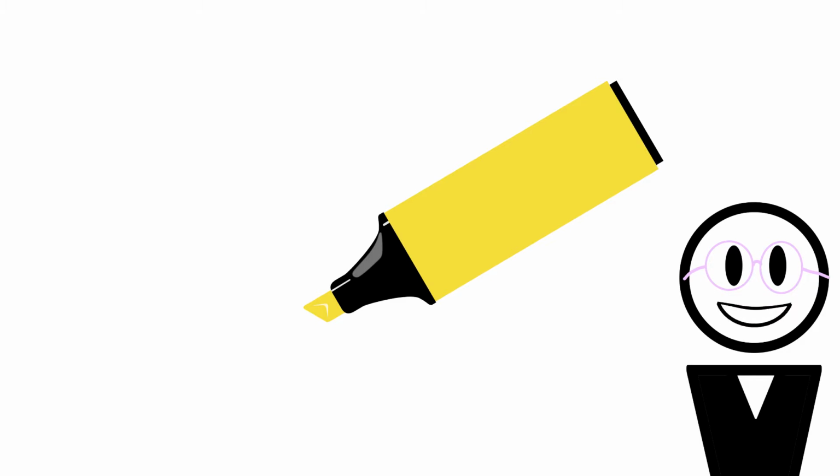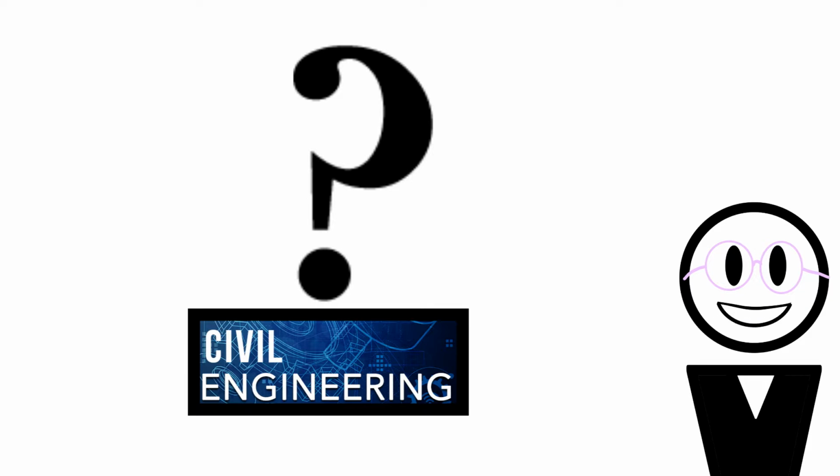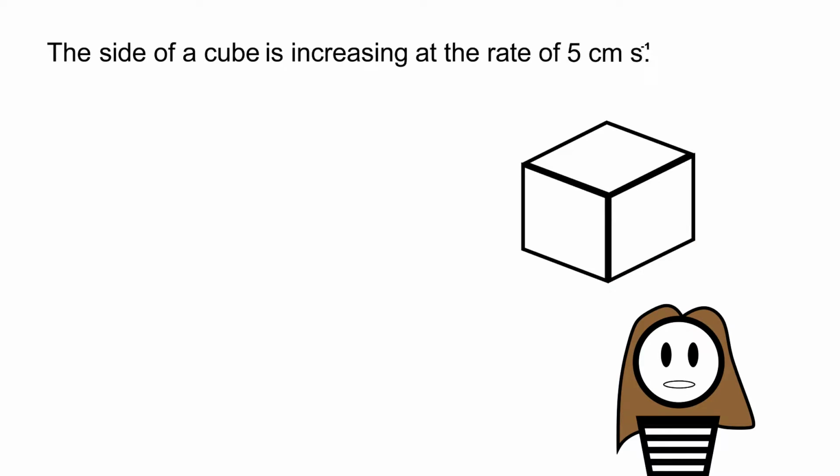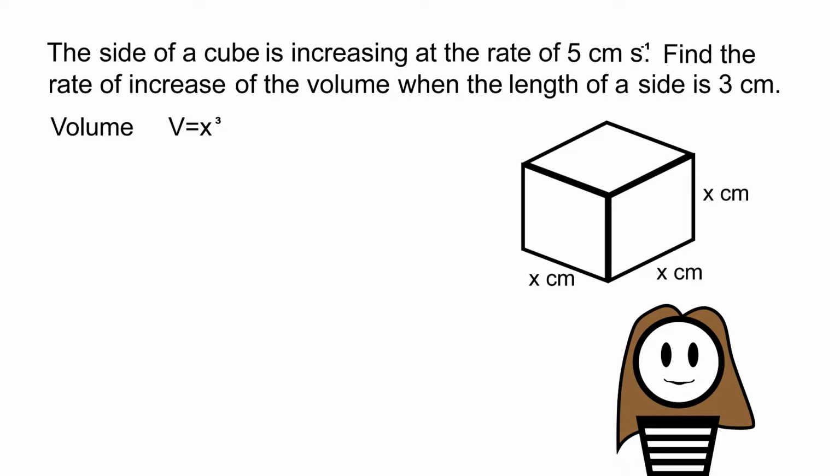To mark this in your minds, we will give you an example problem showing a civil engineering problem that can be solved by calculus. The side of a cube is increased at the rate of 5 cm per second. Find the rate of increase of the volume when the length of a side is 3 cm. Volume is equal to x cubed. Find the rate of change of volume, dV over dt, with respect to time.